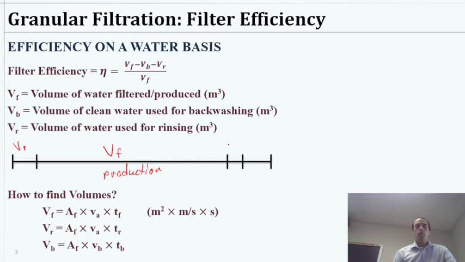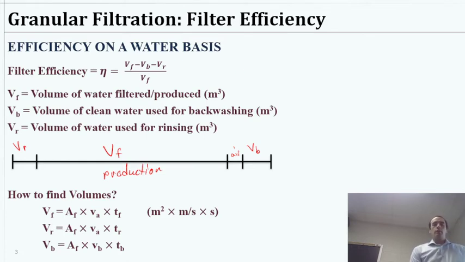We're going to use some clean water here for backwashing. So that'll be VB. And then here, this is just air purge. So we're not using any water, right? So effectively, that doesn't account for anything in terms of filter efficiency, aside from that's a little less time we could have produced water, I suppose.